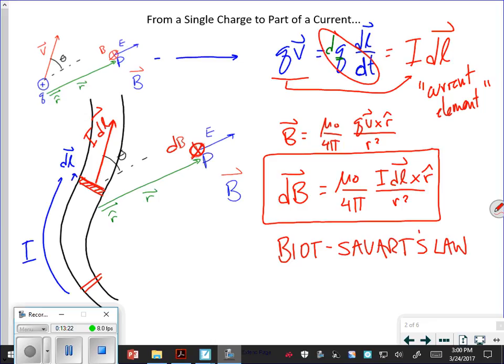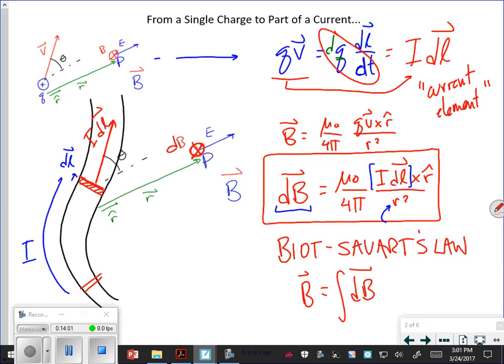That says that a current made up of lots of little tiny current elements, each of them a certain distance from a point in space, each of them contributes a little tiny element to the overall field at that location. And if you want to find the net field at any place, you're going to have to add up all of the little elemental contributions to that field.